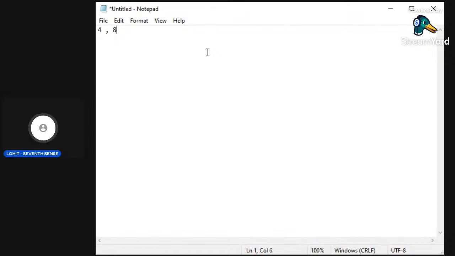So the next leap year will be 12. The next leap year will be 16. The next leap year will be 20. The same thing goes on until 92, then 96, then it will be 100. So this is my first leap year, correct. This is my second leap year. This is my third leap year. This is my fourth leap year. This is my fifth leap year. Is it correct?